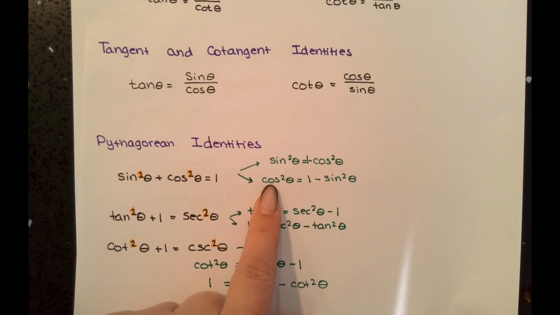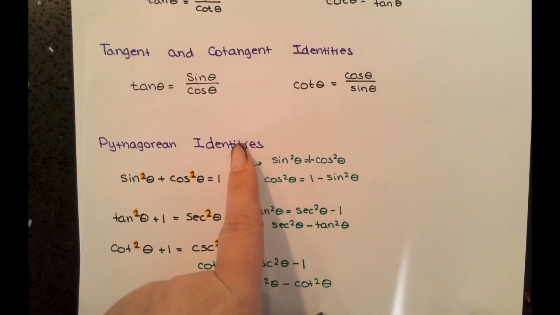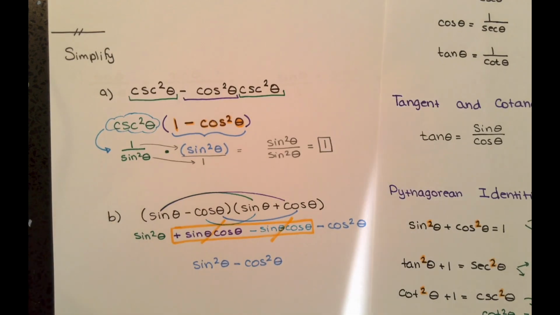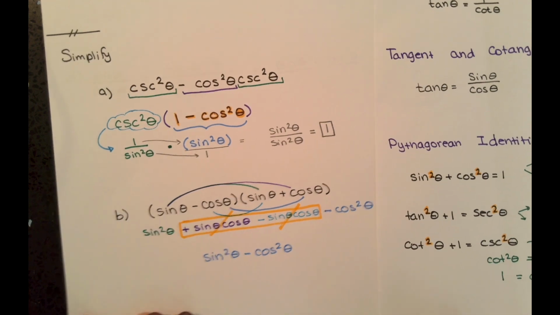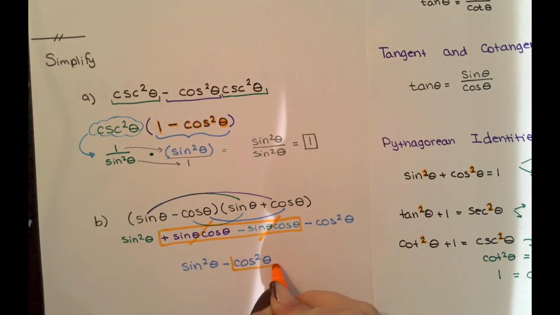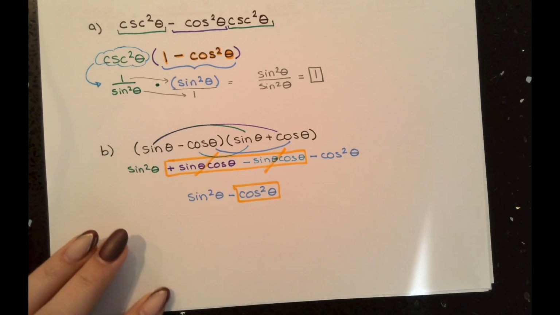So let's take a look here. I can do cosine squared as 1 minus sine squared of theta from the Pythagorean identity, or I can do sine squared of theta is equal to 1 minus cosine squared of theta. It's up to us. So this technically could have two answers. So let's say I choose to rewrite cosine.